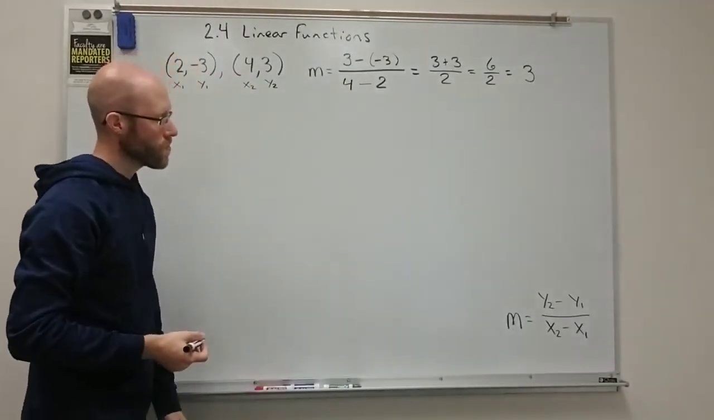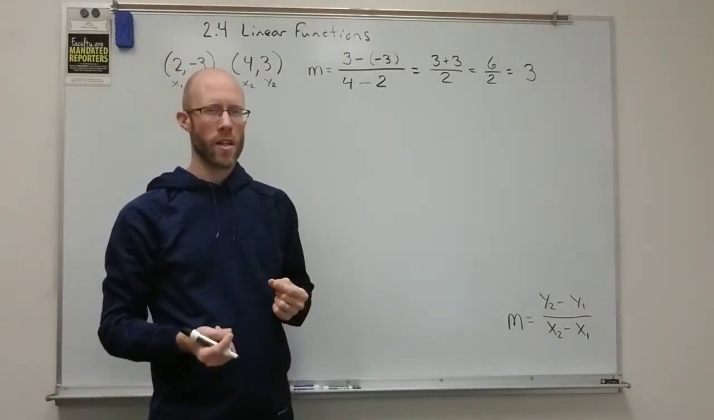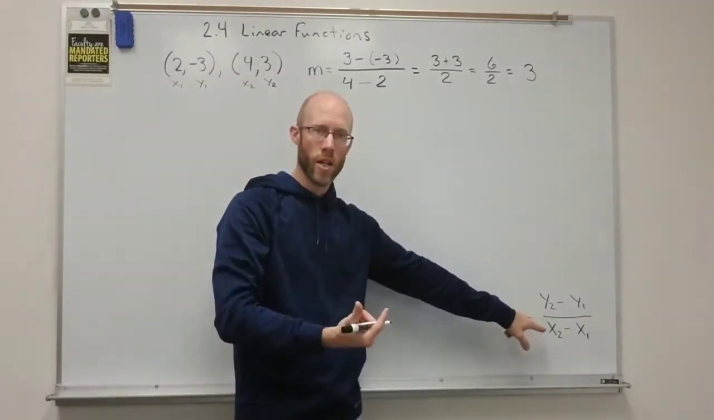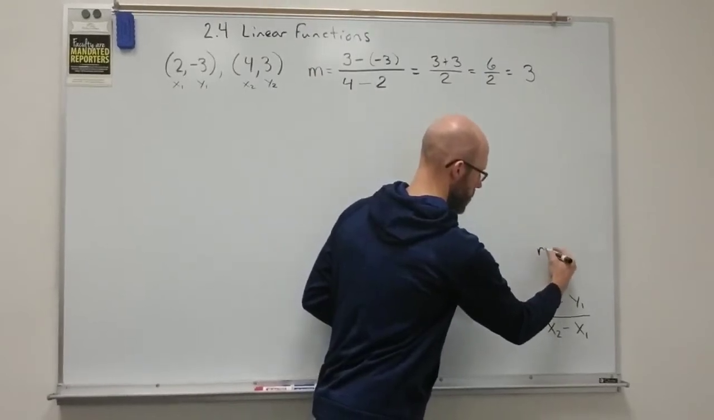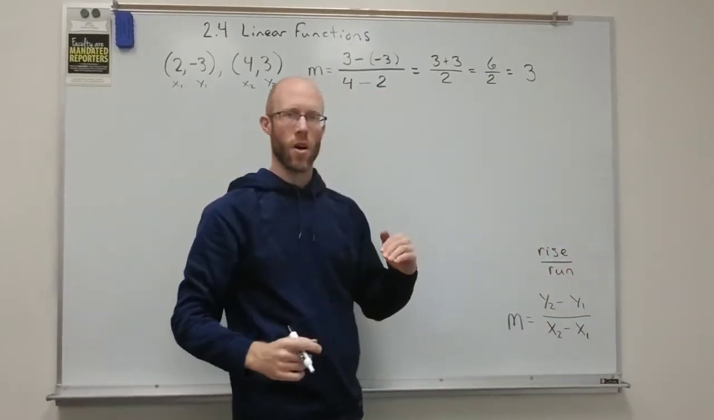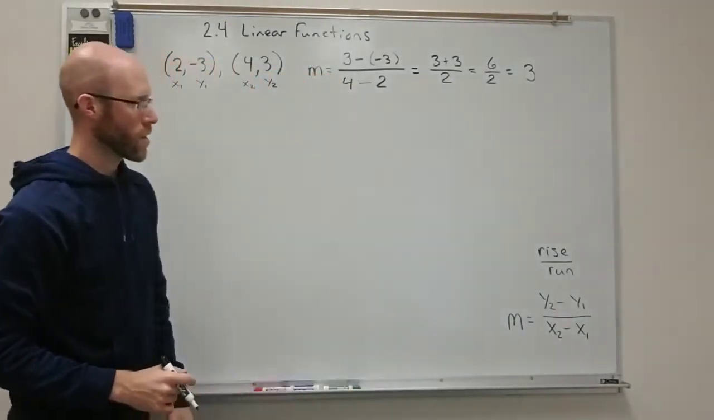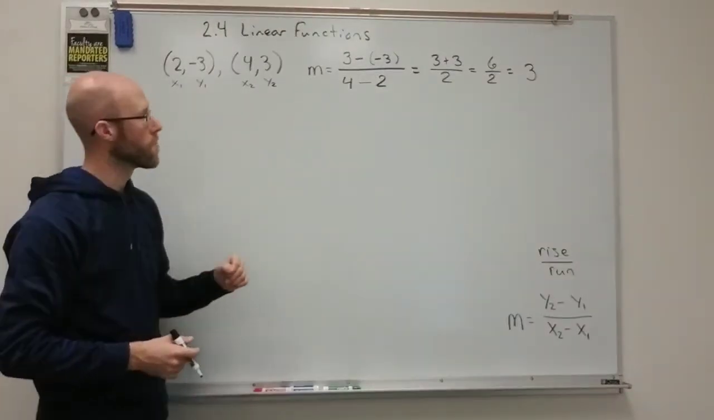I just realized I haven't really talked about the rise to run idea yet. We talked about vertical change to horizontal change, but often people refer to that as the rise divided by the run. So how far you go up versus how far you go over. Just another alternate way of looking at slope.